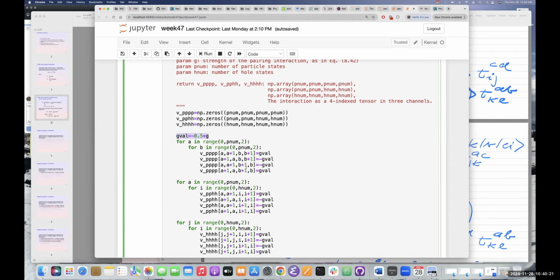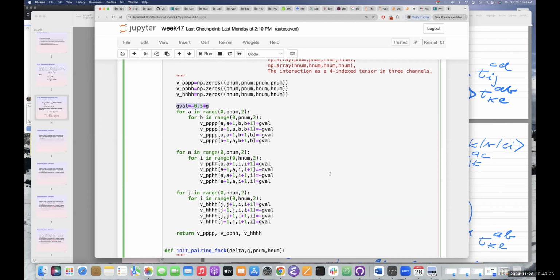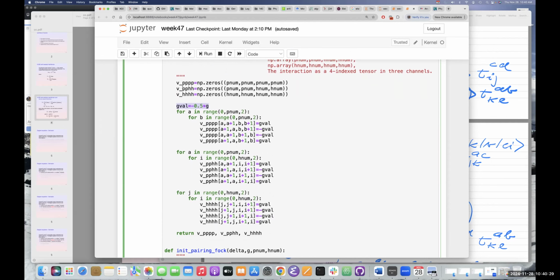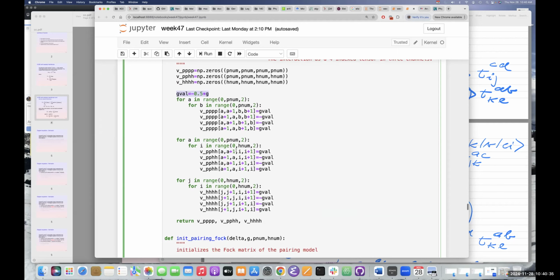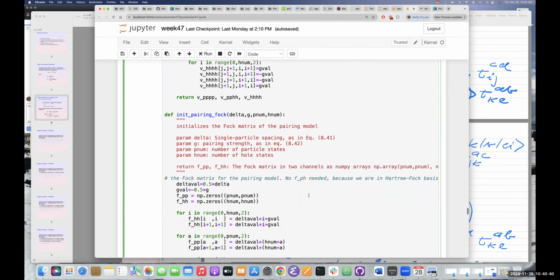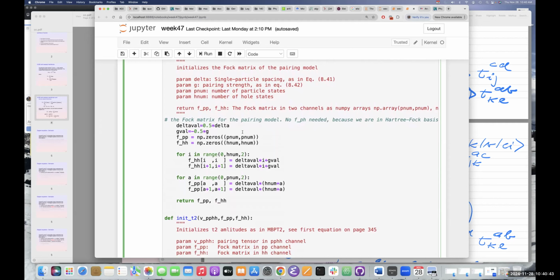So you see now that we have the specific matrix element set up here, so that we can deal with anti-symmetrized matrix elements. And we need particle-particle, particle-particle hole-hole, and hole-hole matrix elements. And these are just set up here, as you can see. Not very elegant, but it works. And then we are setting up the Fock matrix for the pairing Hamiltonian. We don't need any particle-hole term because we already are in a Hartree-Fock basis, as we discussed in the second midterm. So this is actually us now taking the second midterm and simply implementing the coupled cluster method.